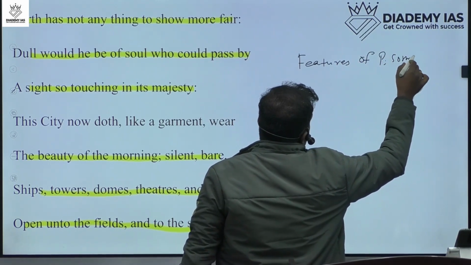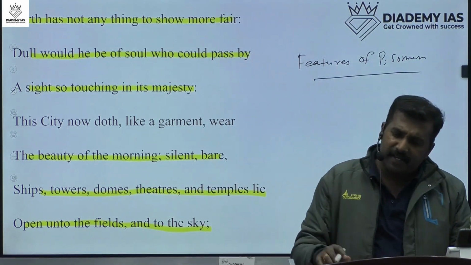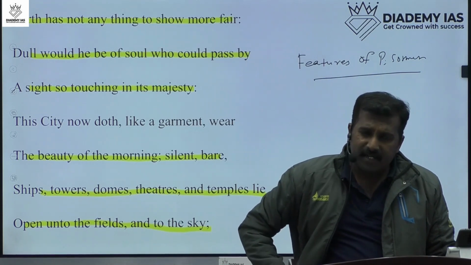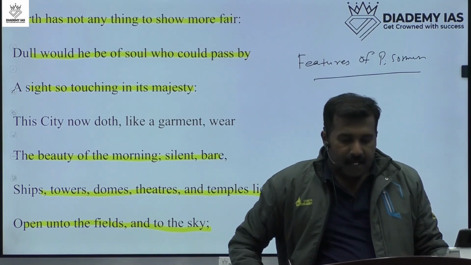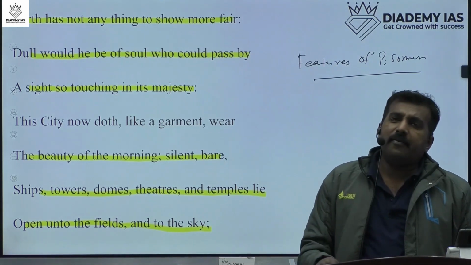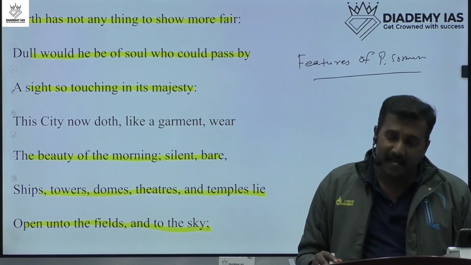Petrarchian sonnet. Okay. What are the features of the Petrarchian sonnet? Generally, we said that a sonnet includes 14 lines. That we already discussed. And here, octave and sestet are the two important divisions of the Petrarchian sonnet.